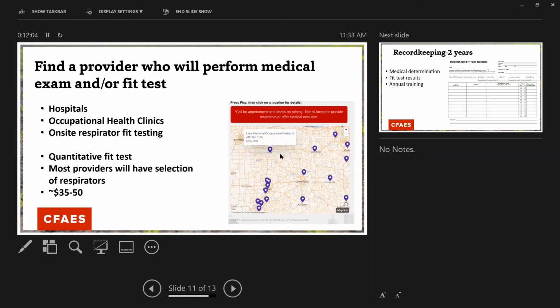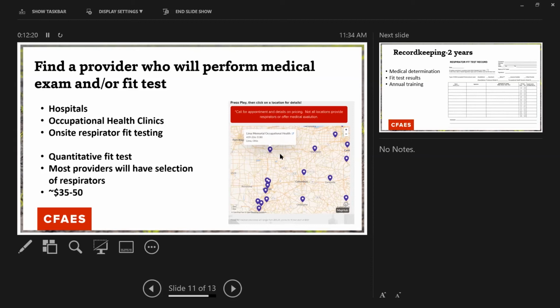If you just Google respirator fit testing, a lot of clinics and things will pop up. But we also have some locations available on our PestEd website where you can just click on the little purple dot and it will tell you their information and location.